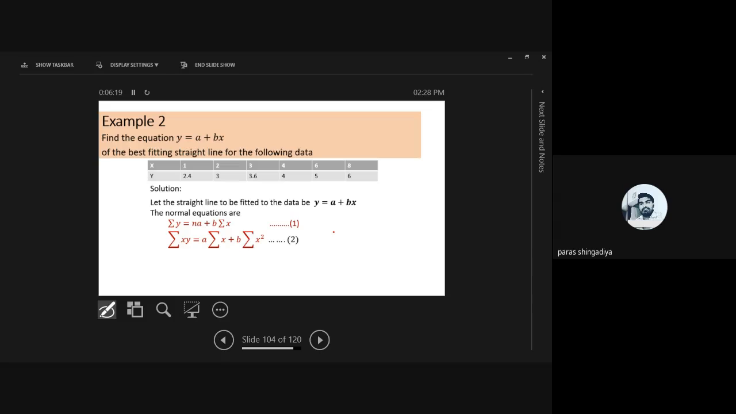these two normal equations are there. So the equations we have to directly write. There is no explanation required of how we can derive them, and it is very easy to remember also. Sigma y equal to na plus b sigma x, and then multiply this equation by x, so it is sigma xy equal to a sigma x plus b sigma x squared. Here, in the next step, prepare one table.